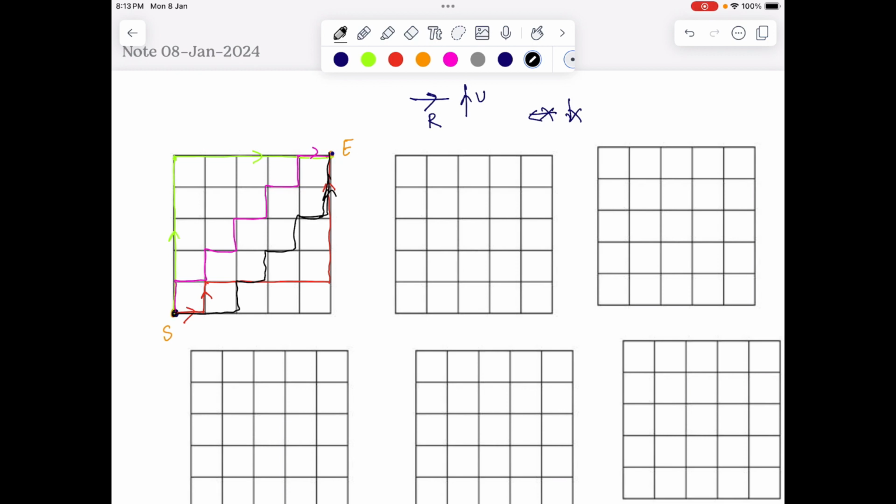So now the question is, how many ways are there to go from S to E? Clearly you can see the number of steps that you are taking is 1, 2, 3, 4, 5 steps along the right direction, and we have 1, 2, 3, 4, 5 steps along the up direction. So give it a try. Before you give it a try, you can do a simple counting.